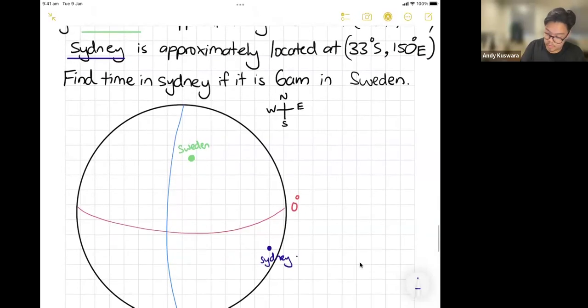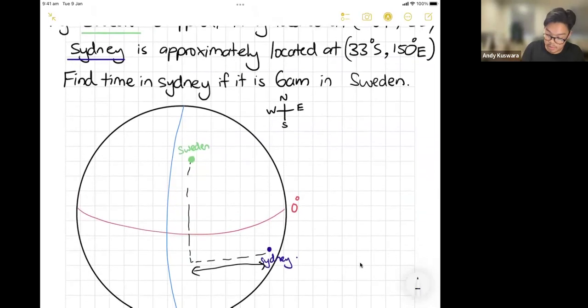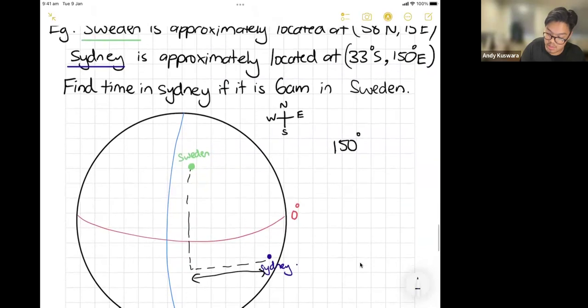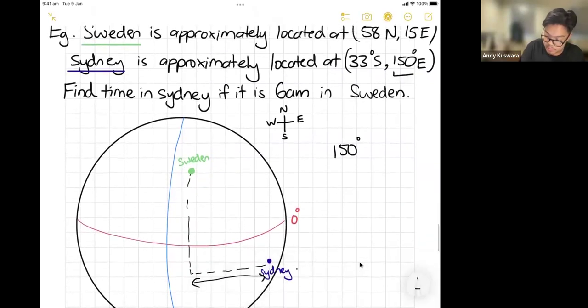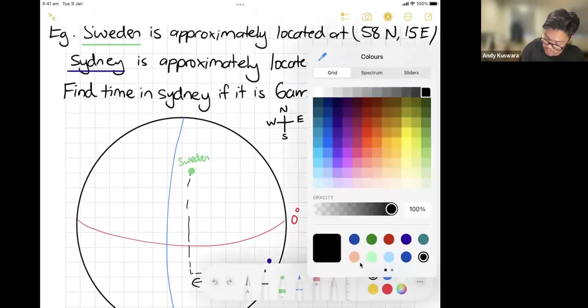Now, what this tells me is I can find the difference between here and here, in particular how far across it is. The way we do that is governed by the longitude. In other words, it's going to be 150 degrees, because that's the Sydney longitude. Maybe I should color code this. That's the Sydney longitude.